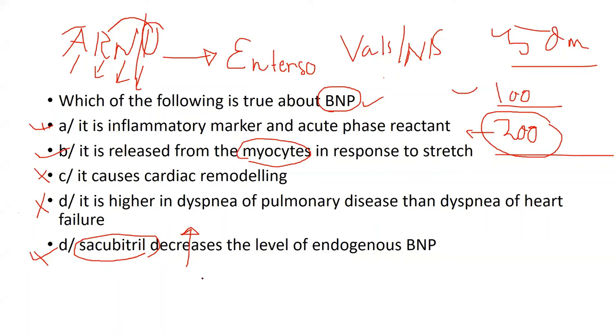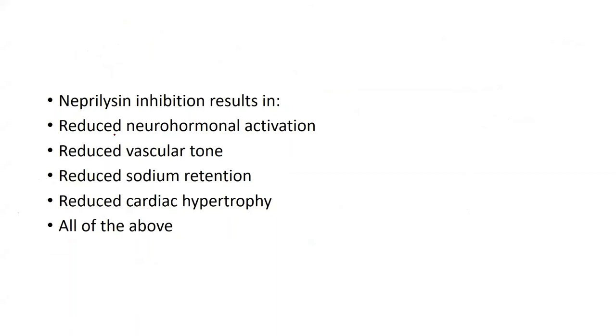Now, neprilysin inhibitor results in reduced neurohormonal activation, reduced vascular tone, reduced sodium retention, reduced cardiac hypertrophy, all of the above. Exactly, all of the above. Great.